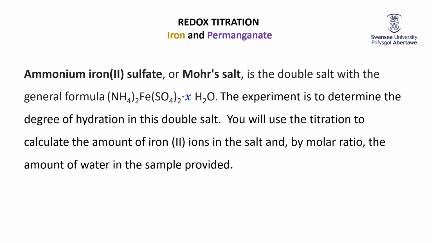What you're going to do in this, and when I say you're going to do, I mean virtually, is you're going to investigate this compound known as Mohr's salt, otherwise known as ammonium iron 2 sulfate, and here's the formula here. It's known as a double salt because there's 2 different types of cations. You have ammonium and you have iron 2, and you have 1 type of anion, sulfate.